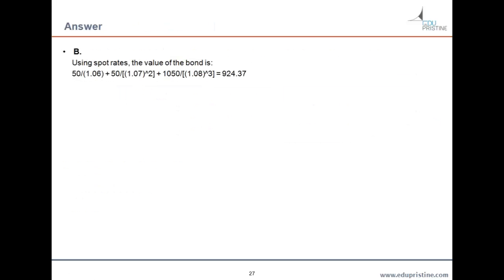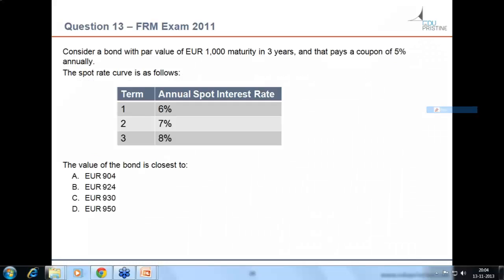Okay, we come to the last question. There is a bond with a par value of 1,000 with maturity in 3 years that pays a coupon of 5%, so annually. So we know the cash flows also, the coupon. Take out the terms: 1, 2, 3, and so in the final year 3. We have 50 euros in the initial year, second year 50, and in the third year 1,000. That's the principal being paid.